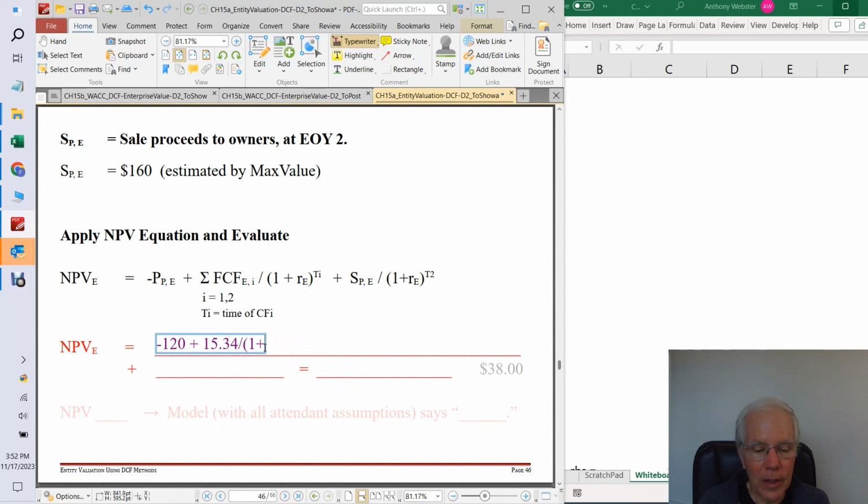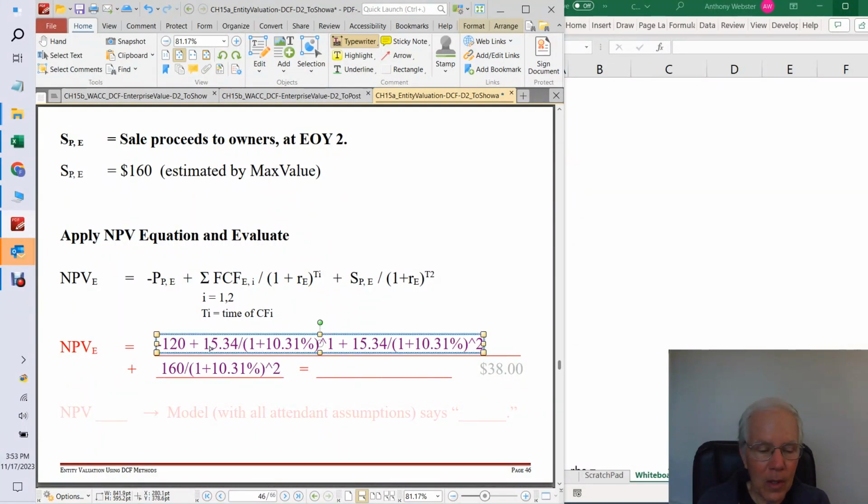Okay, 1 plus 10.31%. And that's going to be raised to the 1. That's the first free cash flow that Max Value would enjoy at the end of the first year they own the firm. And then they're going to get the same thing, 15.34 divided by 1 plus 10.31% raised to the 2. Okay, and then we have to add now our sale price term here. And they believe they're going to get 160, and we have to discount that back to t equals 0. So that's also 1 plus 10.31% raised to the 2.